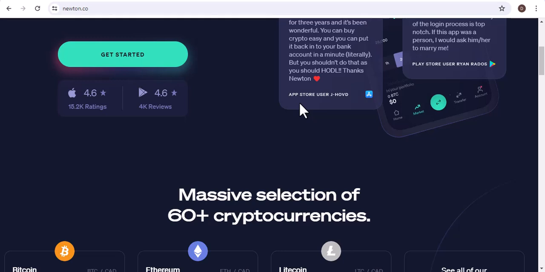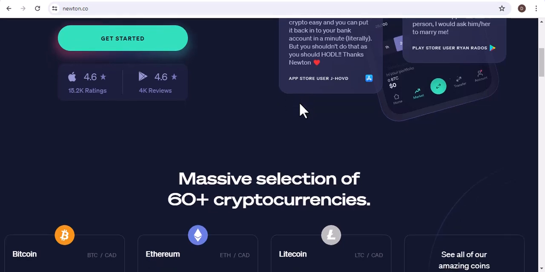Conclusion: Newton Wallet is a great option for buying, selling, and trading cryptocurrencies. It's easy to use and offers a variety of features. I hope this video has helped you learn more about using Newton Wallet.